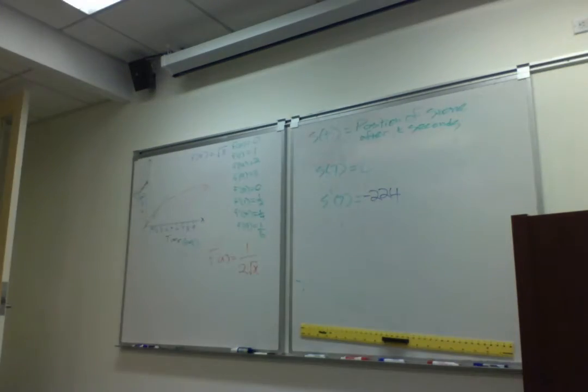Number 36. A polling firm determines that the percent of likely voters who support a certain mayoral candidate can be represented by a function P of t, where t is measured in weeks since the candidate entered the race. Interpret the given equation, including units. P prime of 2 equals 0.5, and P prime of 6 equals 3.